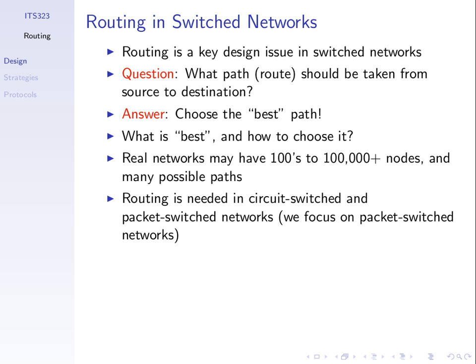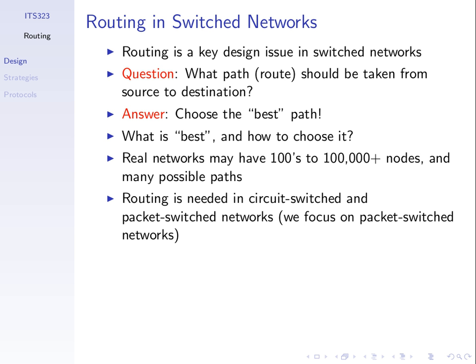So, we have a problem. What path or route? Routing is about finding a path or a route. We use those words to mean the same in this course. What path or route should be taken from source to destination? Well, the answer is simple: choose the best path. But the question then is, what do we mean by best? We have different metrics to define best. It depends upon the requirements. We'll look at them in a moment.